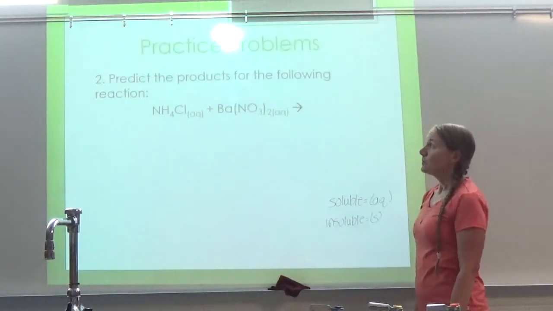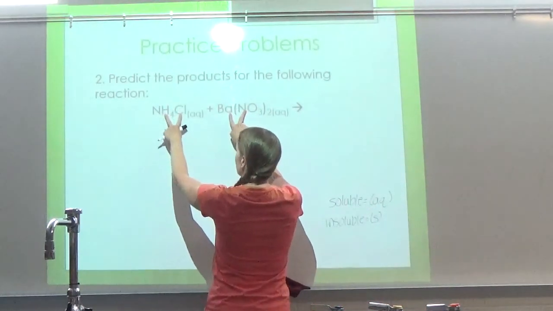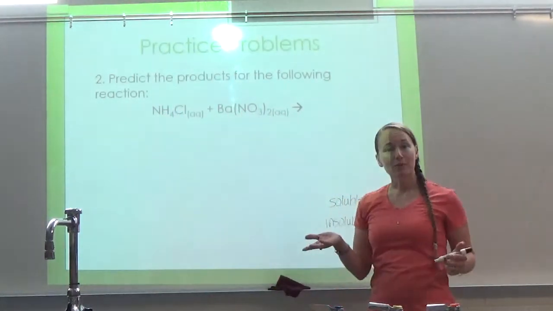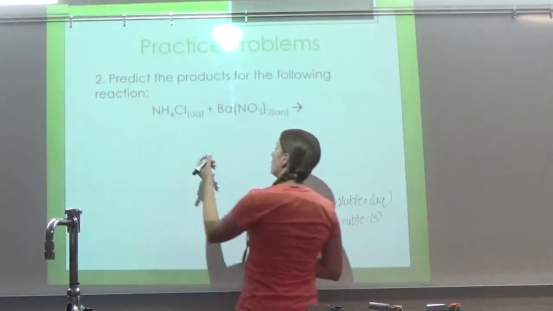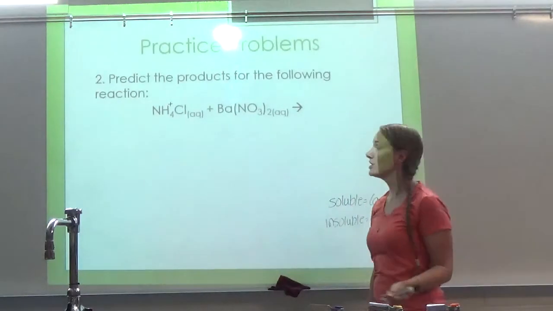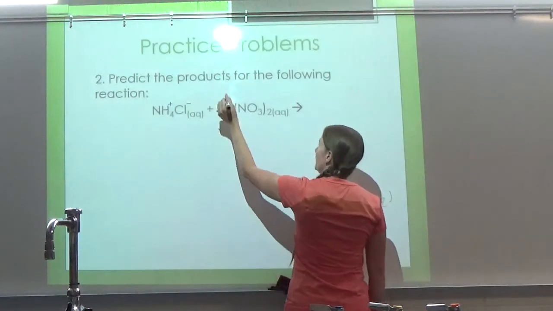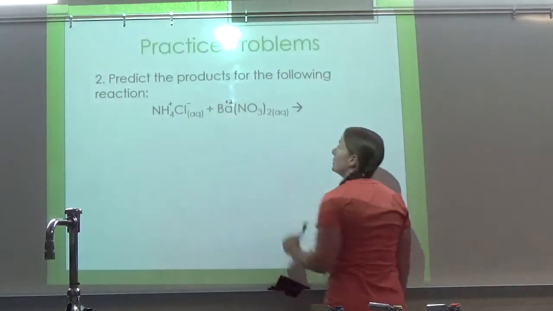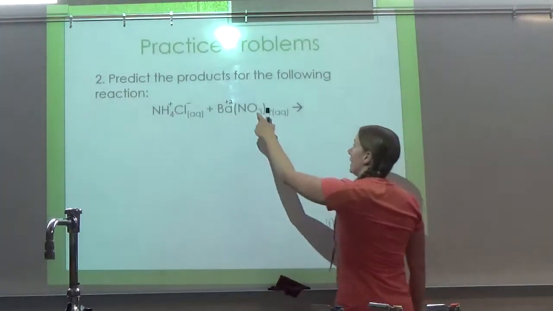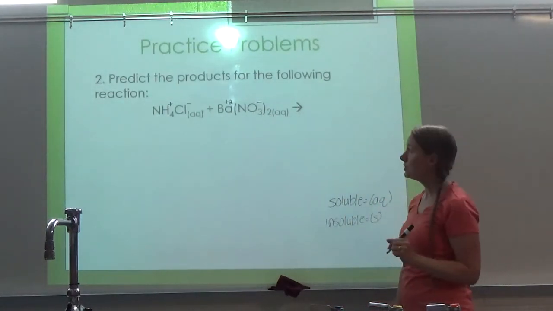All right, so remember, it's double displacement because I have two compounds that are paired up. So I'm going to start by writing my charges. So NH4 is a polyatomic ion. It has a positive 1 charge. That's on your polyatomic ion sheet. Cl has a negative 1 charge. Ba has a positive 2 charge because it's in group 2. Nitrate is on your polyatomic ion sheet. It has a negative 1 charge.